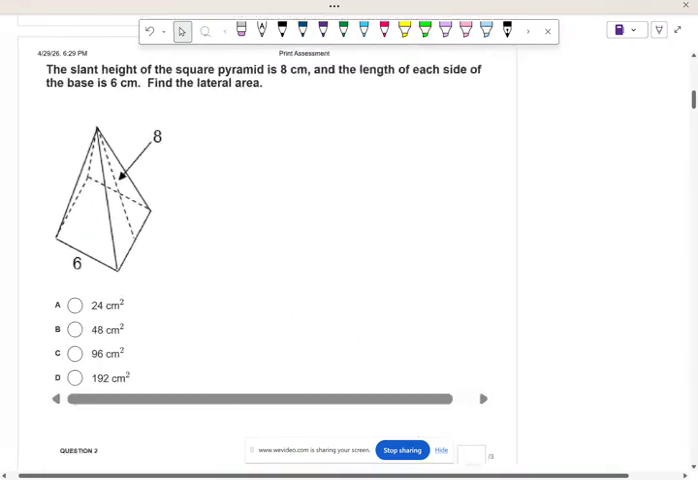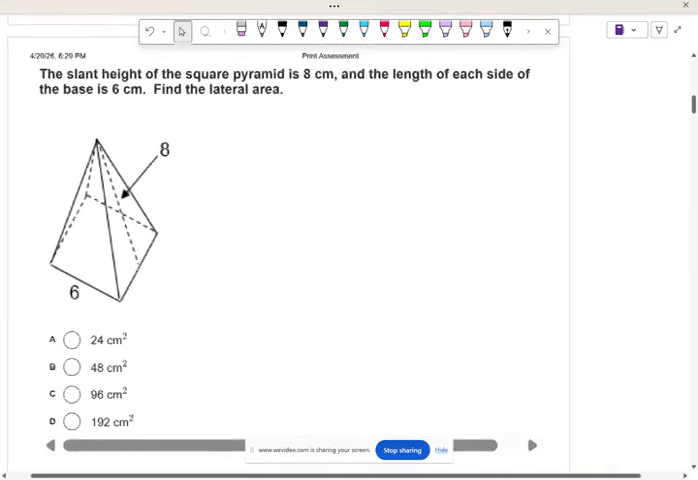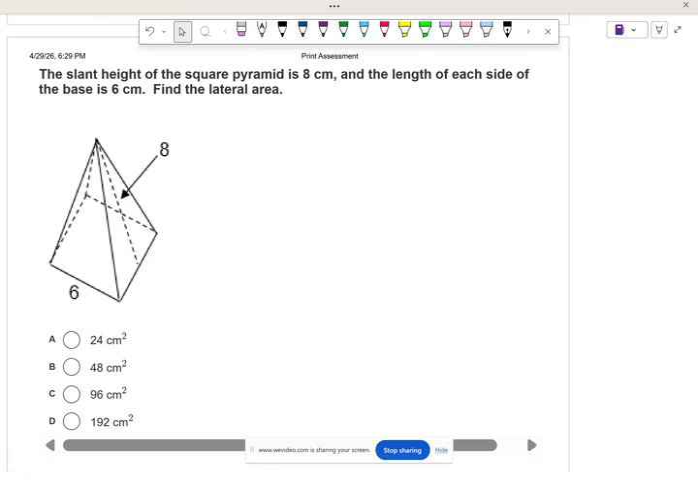Question number 1. The slant height of the square pyramid is 8 centimeters, and the length of each side of the base is 6 centimeters. Find the lateral area. All right, so let's go over to our formula sheet and get the formula for lateral area of a square pyramid. And I see that formula is LA equals 1/2 L, slant height, times P, the perimeter of the base.